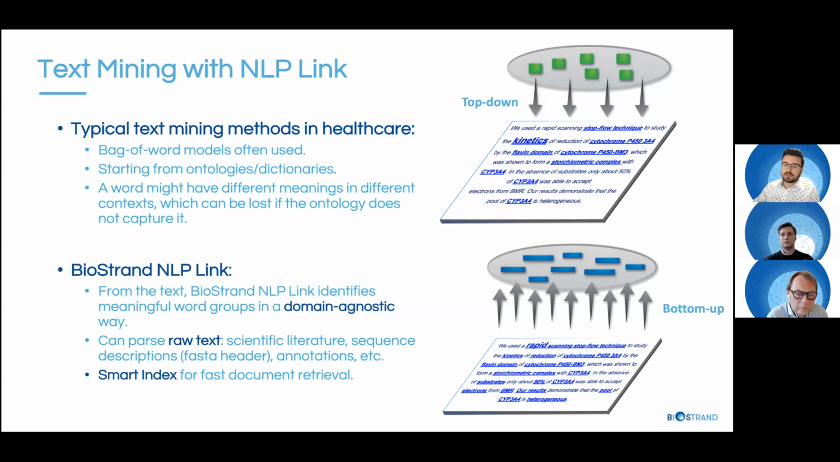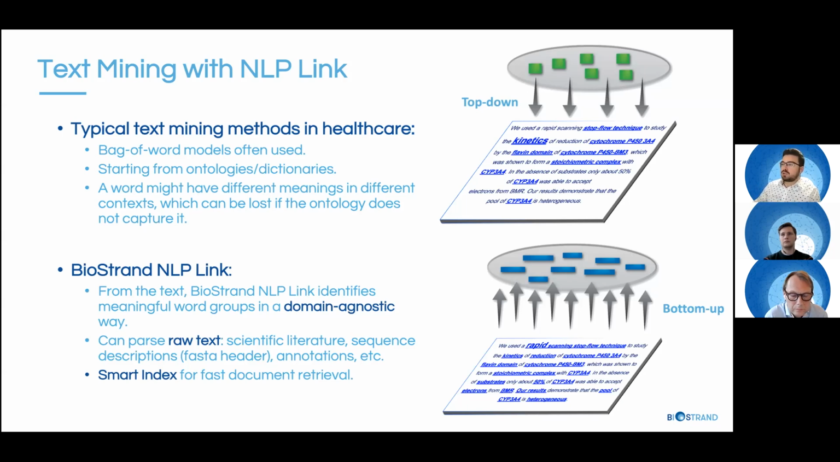What's quite different with respect to typical text mining methods is that they are mostly based on bag-of-words models. This means that we start right away from ontologies or dictionaries that have been generated beforehand, which requires a lot of work depending on what kind of domain you are working in, because sometimes you don't have that available right away. One of the biggest issues with this kind of text mining approach is that a word can have different meanings in different contexts. So if your AI cannot capture the context, then the meaning can be lost. That is quite problematic, specifically if you want to understand relationships between these concepts.